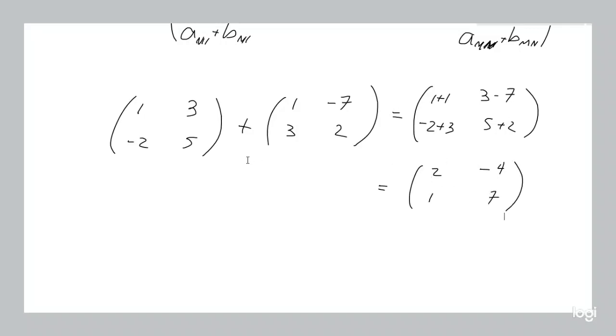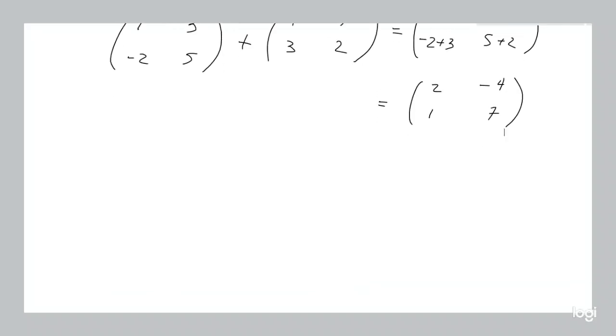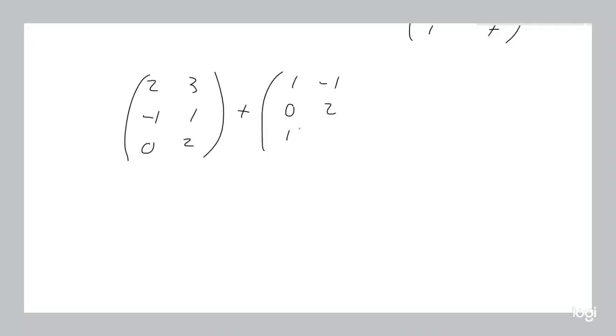And you don't have to work with a square matrix necessarily, okay? As long as the dimensions are the same. So we could have, say, 2, 3, -1, 1, 0, 2. And we add that to the matrix 1, -1, 0, 2, 1, 2. Okay, so what do we get?